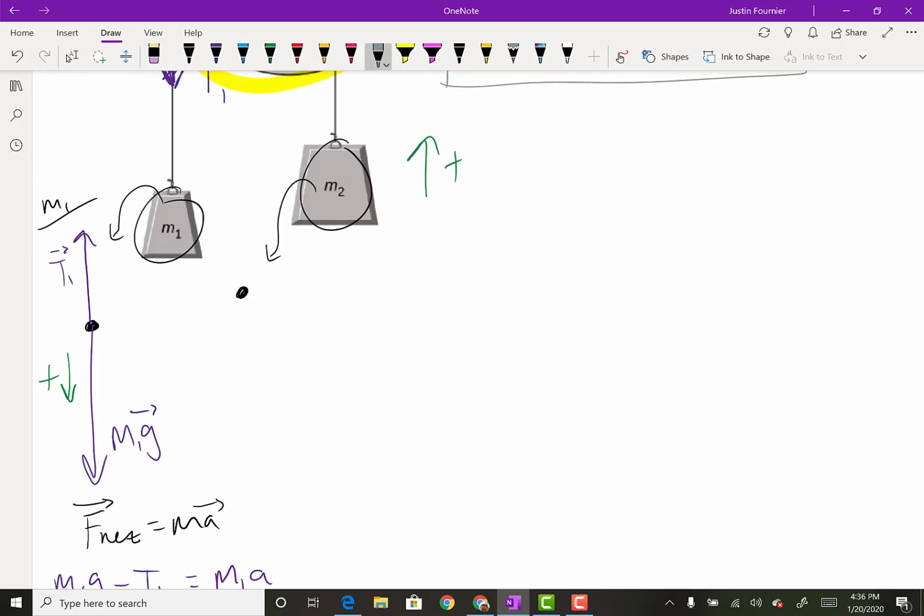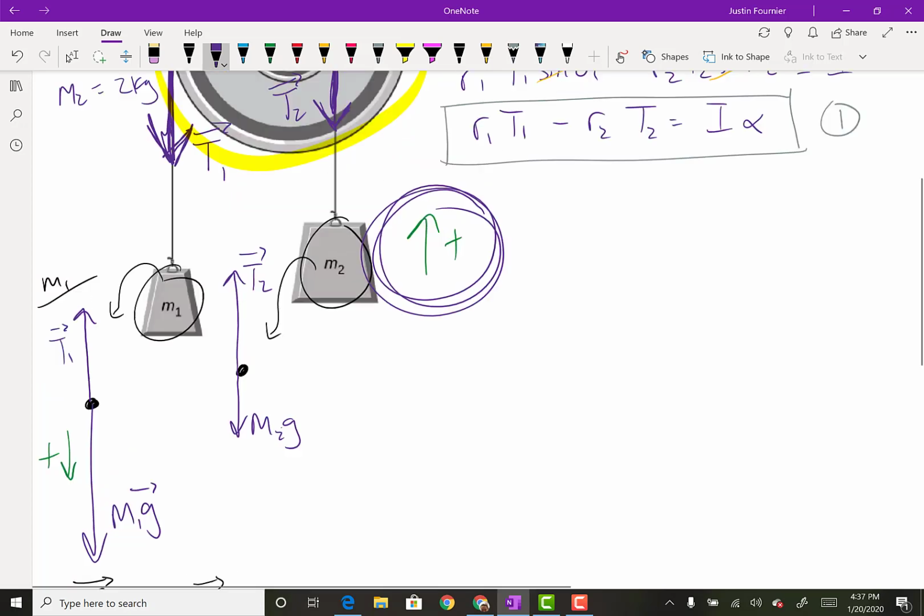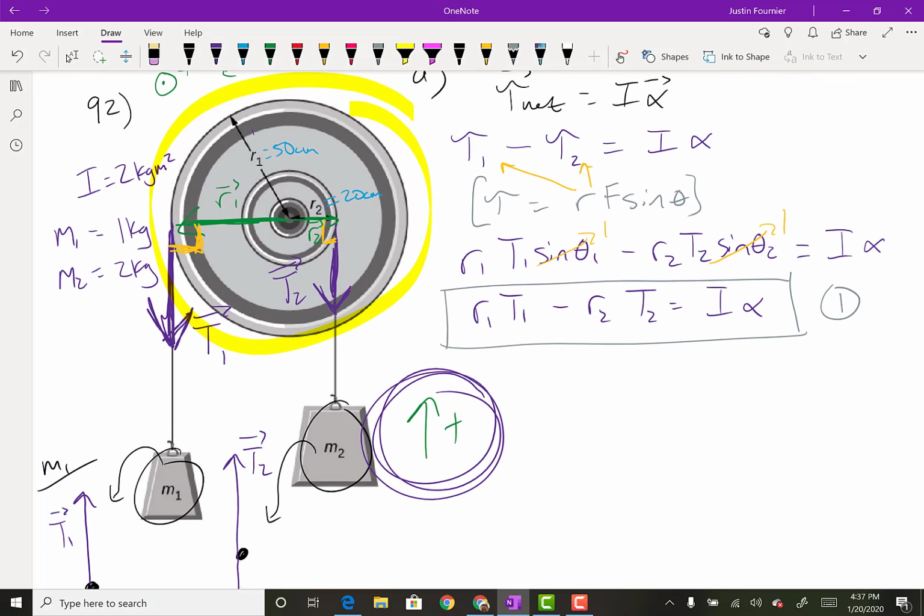Next up is mass 2. Again, a free body diagram. In this case, the tension force is going to be bigger. So we got T2, and then this one's going to be smaller because it's going to be accelerating upward, M2G. In this case, the positive direction is upward because, again, I'm just traveling all the way around.